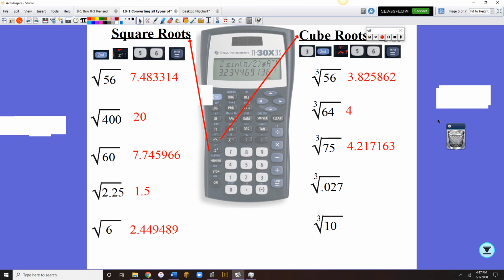The cube root of 75, not so pretty. The cube root of 0.027 is 3/10. So that one came out nice, even though it looked like it wouldn't. And the cube root of 10 does not come out nice. I will tell you, most roots do not come out nice. So you're just going to have to put it in your calculator to see what you're going to get.